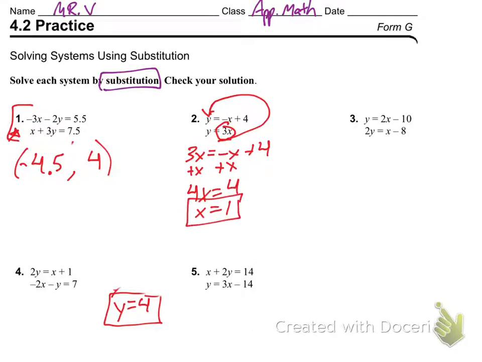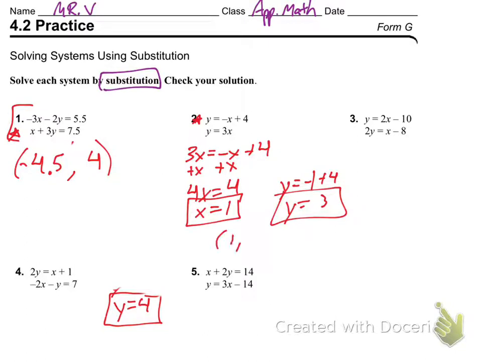Then I go back, and I think I could use either one of these equations, but which one do I want to use? I will just use this first one. So I'm just going to plug the x in. So the y is equal to the negative x. So it's going to be the opposite of my x. That's going to be negative 1 plus 4. Y is equal to 3. So my final answer is going to be 1, 3.